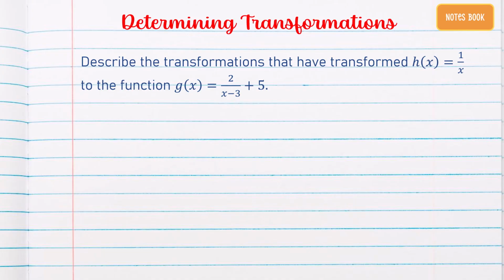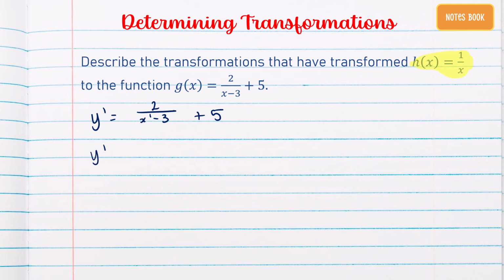Now the last thing you need to be able to do is to determine the transformations that have changed one graph into another. So the best way to go about this is to look at your original function and then try and pull out any transformations that you see. Now it is a bit hard to do this, but what we've got is y prime being equal to 2 over x prime minus 3 plus 5, okay?